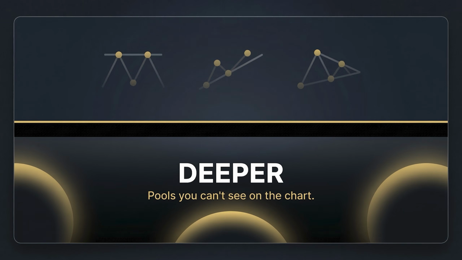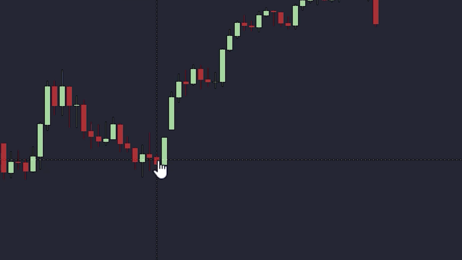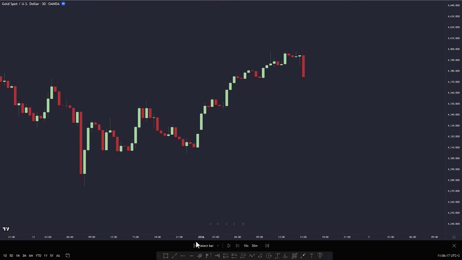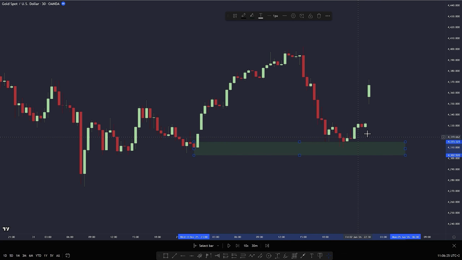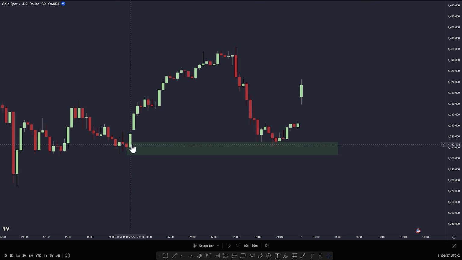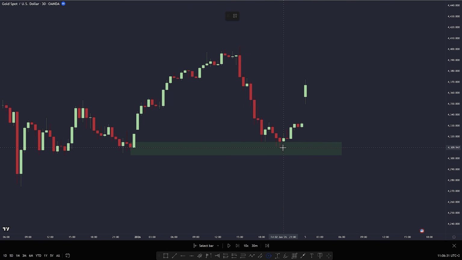These are the ones almost nobody knows exist. See this last red candle right before this massive move higher. Watch what happens when price comes back to it. That candle is the location where an institution placed an order so large that executing it moved the entire market. But they couldn't fill the whole position at once.